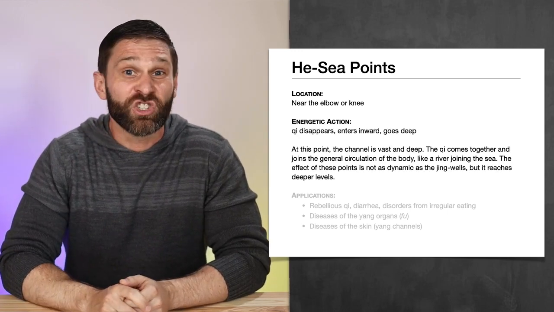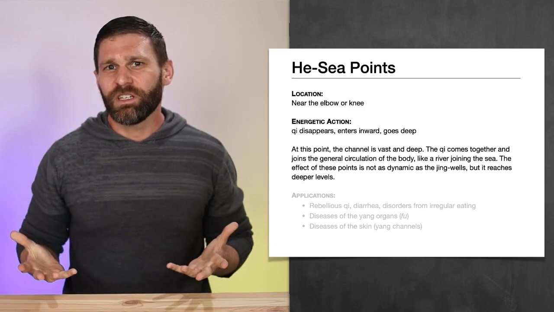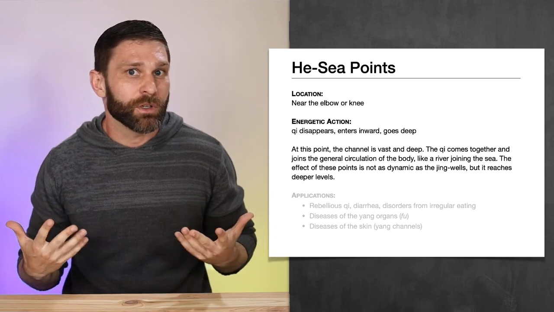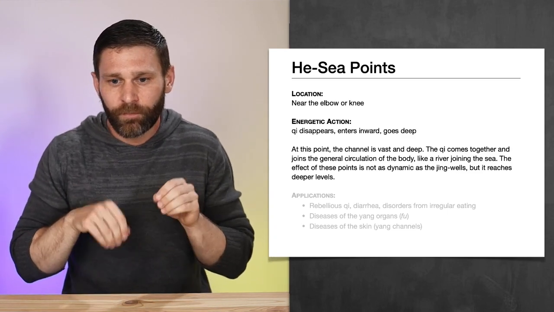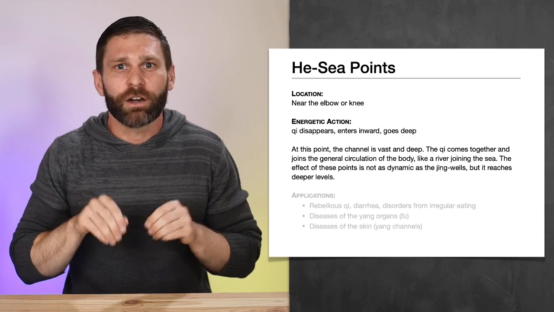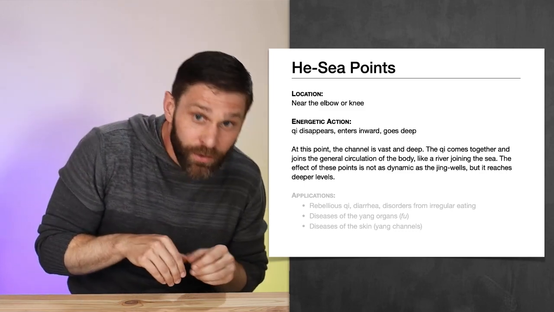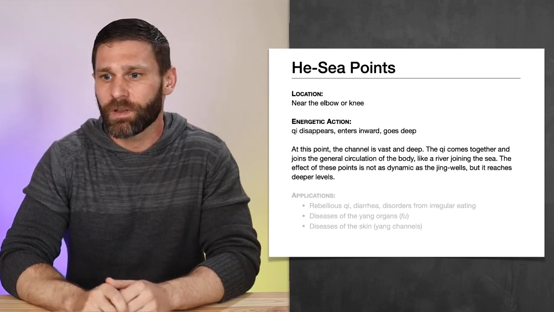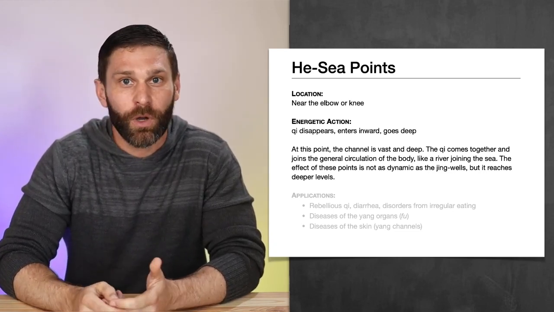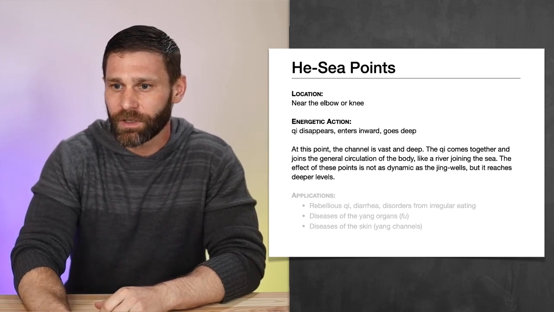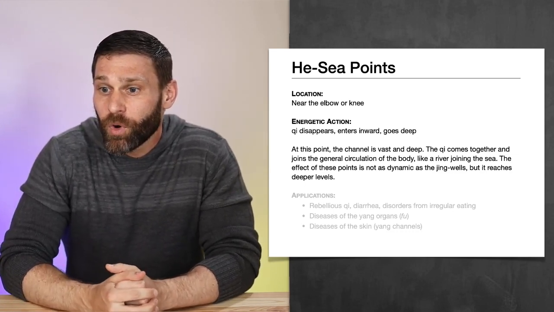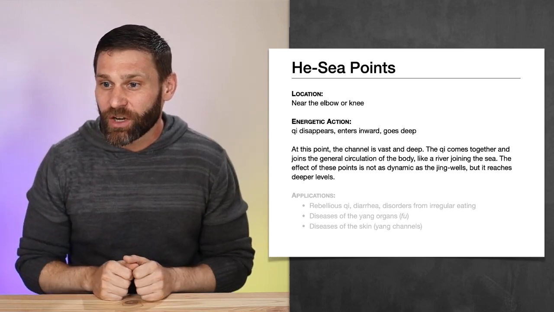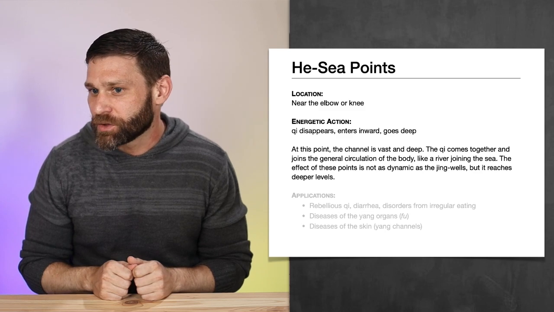And here we say the qi disappears. What do we mean the qi disappears? It's not that it vanishes, it's that it's diving deeper into the body, so we no longer see it. In Colorado we have prairie dogs. It's like a little prairie dog jumping into its hole and disappearing. It didn't actually vanish, it's just going deeper into the system. It enters inward and goes deep, which is what we mean when we say disappears. So at this point, the channel is vast and deep. The qi comes together and joins the general circulation of the body, like a river joining the sea.